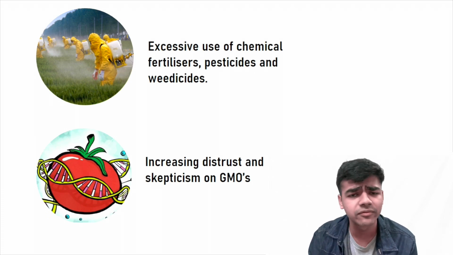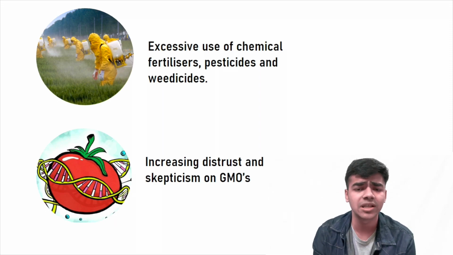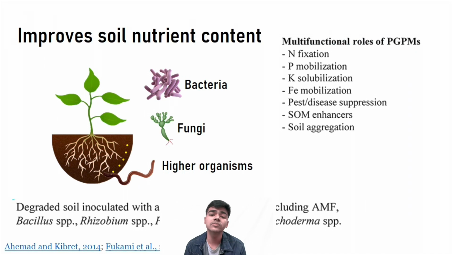The second main method involves the use of GMOs, or genetically modified organisms, which are now met with a lot of skepticism. So in this segment, we will be discussing four main methods by which microbes will improve agricultural output. The first one involves improving the quantity of minerals in the soil, that is, improving soil quality. The second involves increasing the resistance of the plant to abiotic and biotic stresses. The third involves microbes acting as biocontrol agents. And the fourth involves bioremediation.